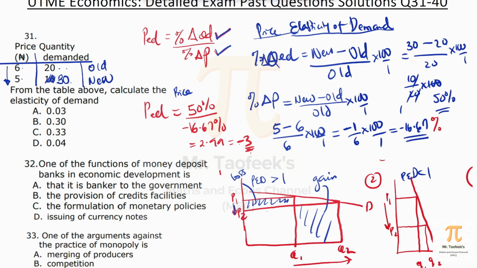So if they ask you to interpret this, you just have to ignore the minus and look at the number. The number is 3. So therefore, it's an elastic demand, because the degree of responsiveness of quantity is more than the price. So this is elastic demand because you can see quantity changing by 50% while price reduces by just 16.67%. So that's the answer to that.